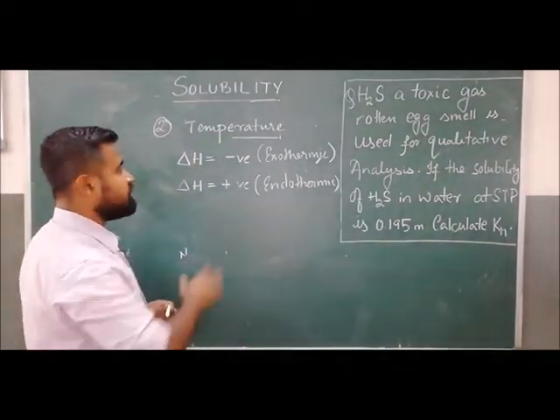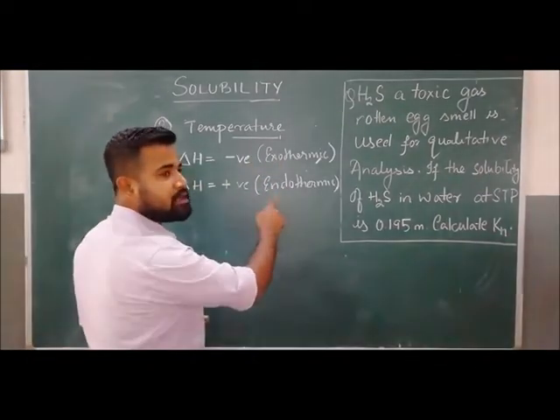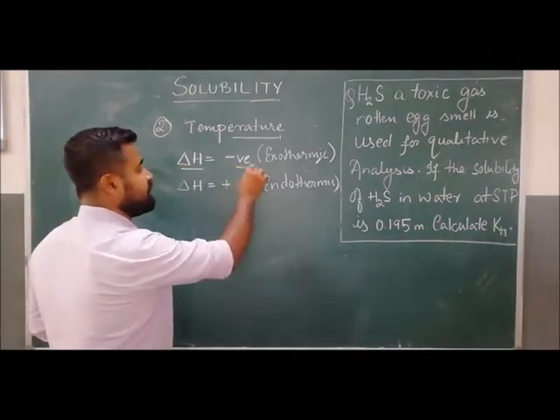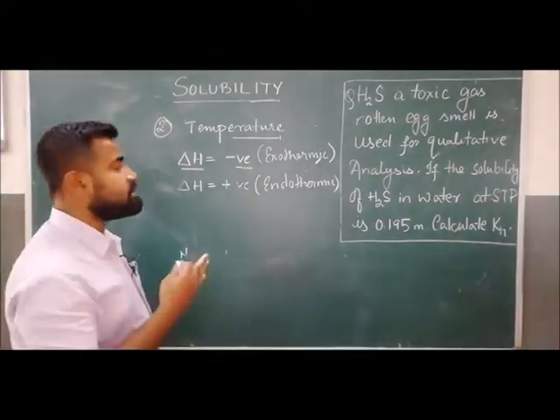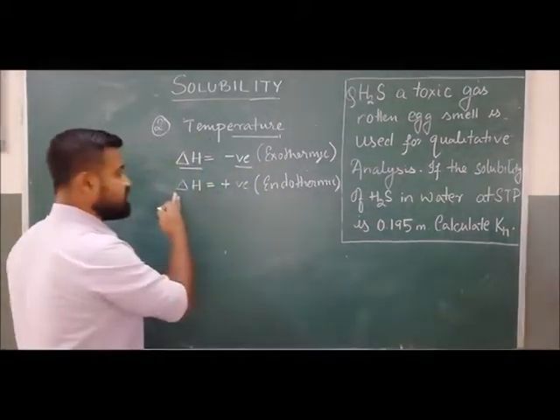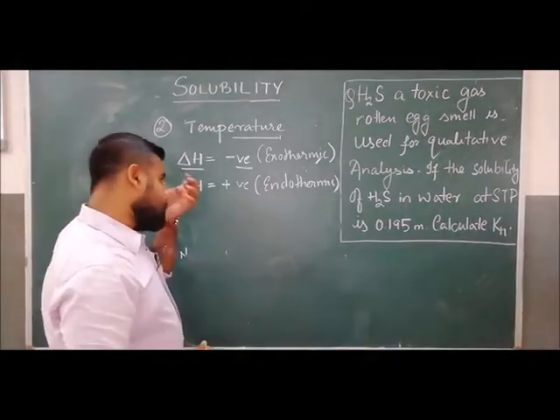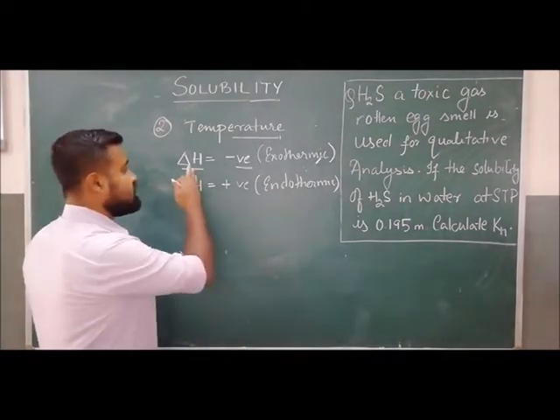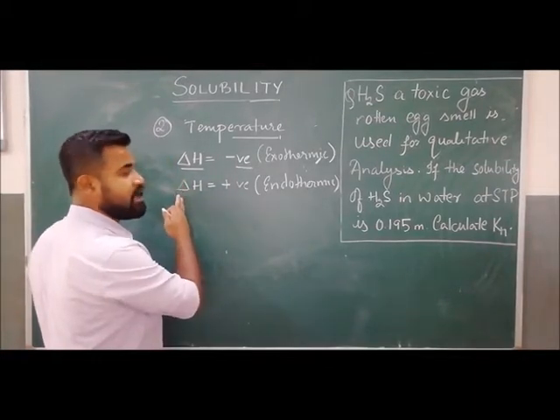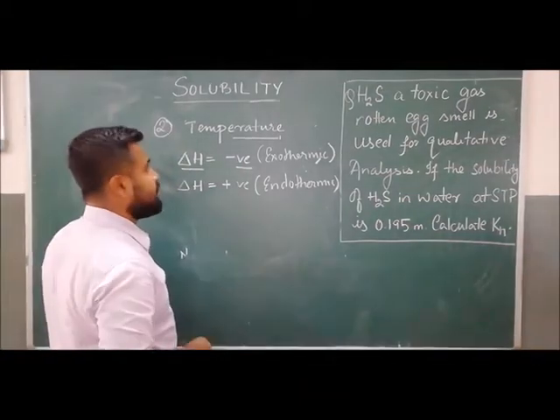Temperature is related to two phenomena, one is exothermic and the second is endothermic. Whenever delta H is negative, meaning the change in enthalpy is negative, this is known as an exothermic process, and when the change in enthalpy is positive, it is known as endothermic. So, there are two cases. Whenever the change in enthalpy is negative, it is called an exothermic reaction. Whenever delta H is positive, it is called an endothermic reaction.